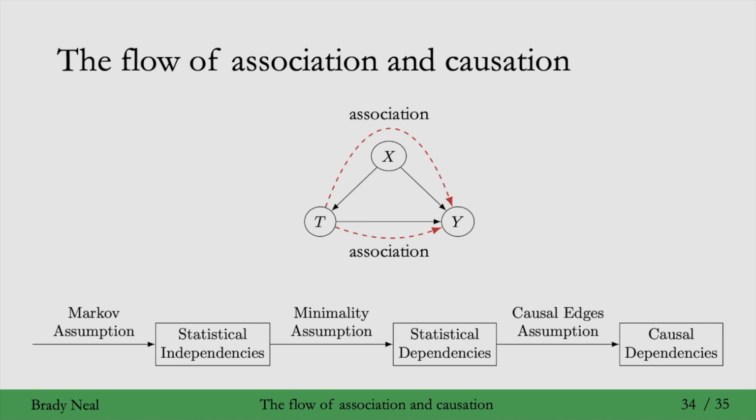Then, when we add in the causal edges assumption, we can also talk about the flow of causation. So, causation, also known as causal association, flows along directed paths. The edge from t to y is how causation is flowing from t to y in this graph. And this is not symmetric at all. Causation only flows from t to y. It doesn't flow from y to t. This is because t is a cause of y, but y isn't a cause of t by the causal edges assumption.